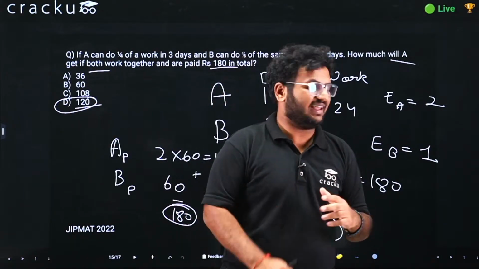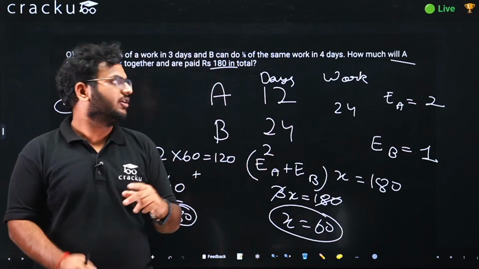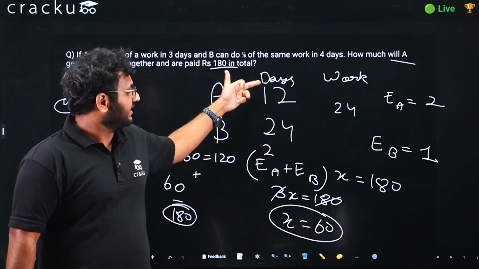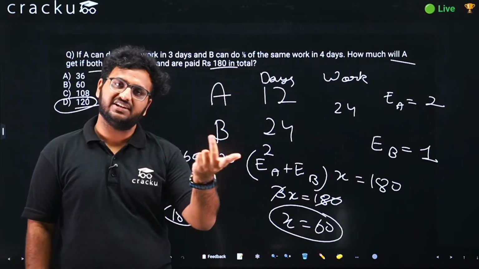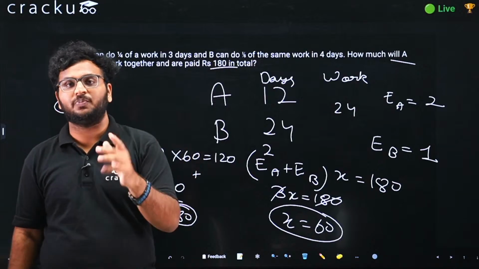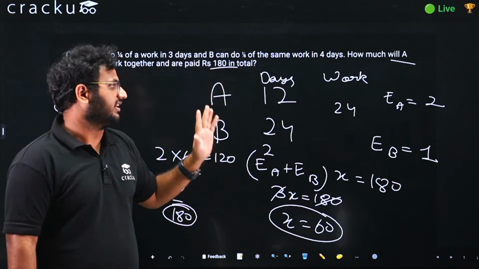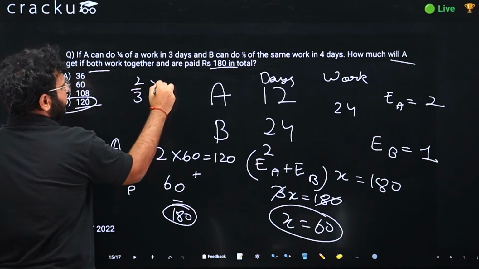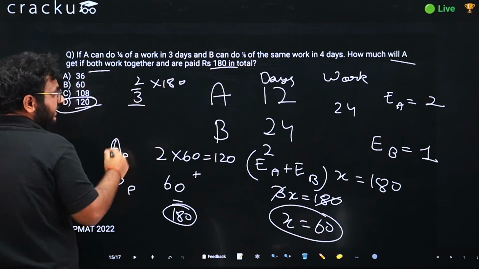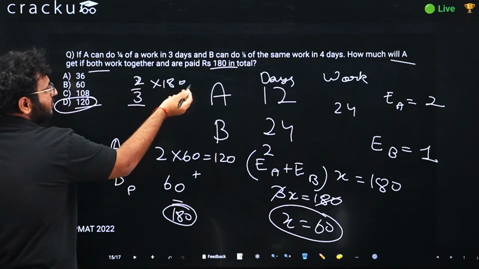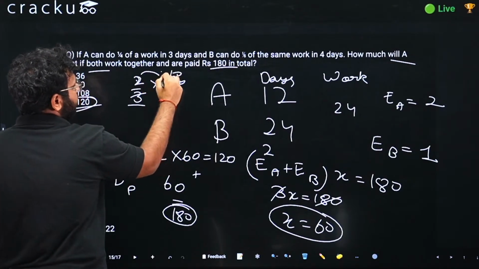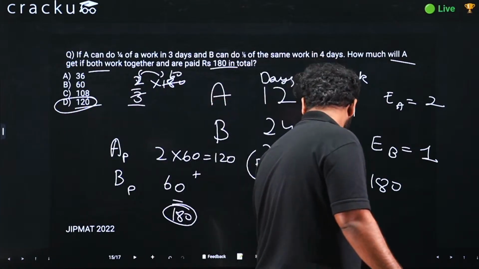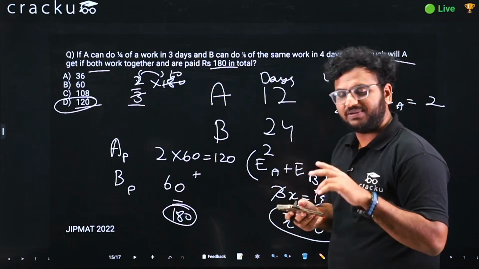See, to gain speed, like I avoided all of this. I directly do it. What I know is that efficiency is inversely proportional to days. So if days are in ratio 1 is to 2, efficiency would be reversed into 2 is to 1. And I know that the total amount paid is directly proportional to the efficiency. So you can do it like this also: 2 by 3 into 180. Total efficiency is what? 3. Efficiency of A is what? 2. So 2 by 3 into 180. So 3 into 60, and 2 into 60 is 180. 2 into 60 is 120. Hence, this is the correct answer. If you have any doubt, then please write in the chat box.